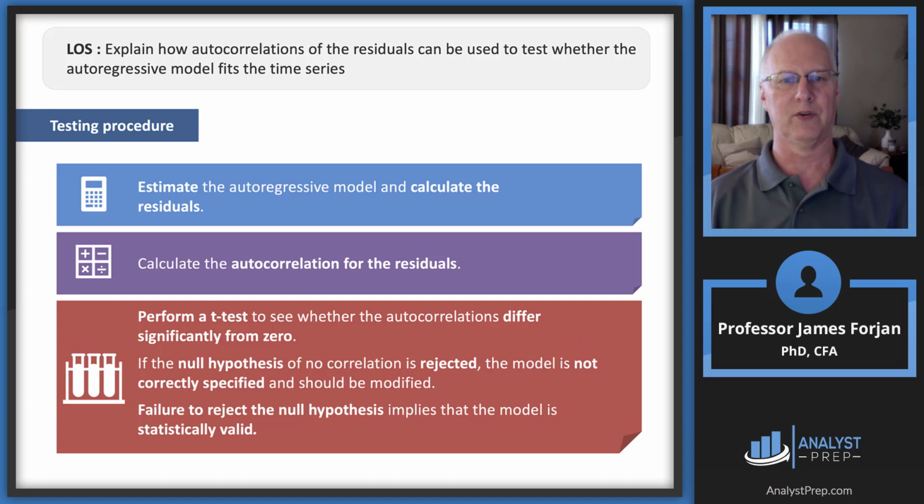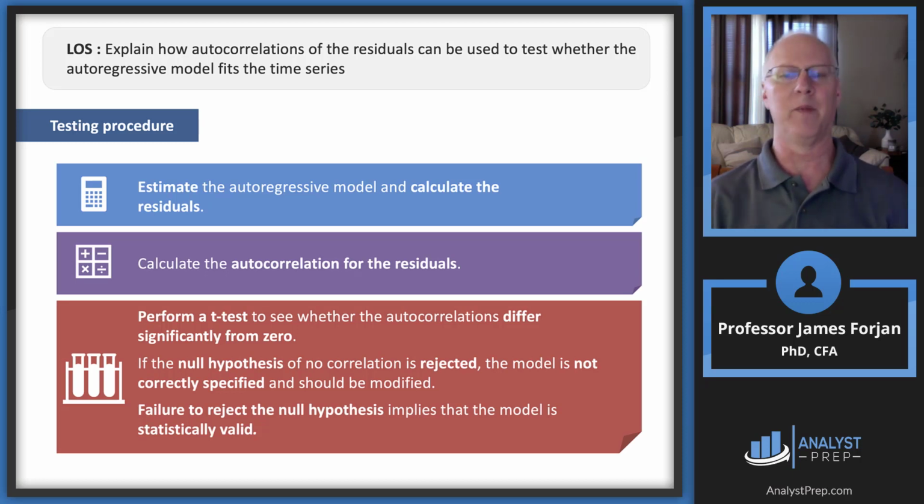So here's the procedure. We're going to estimate the autoregressive model and calculate the residuals. Calculate the autocorrelation for the residuals. Now, the good news for all of us is that software does all of this for us. It's not like we're going to have to get out our calculator and 29 pieces of paper and do all of this stuff. All right, and then we're going to perform a t-test.